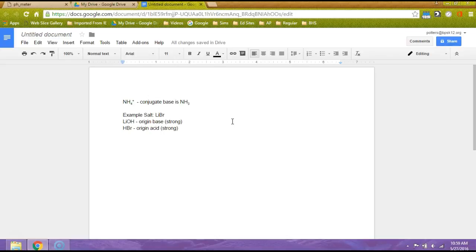Don't forget to factor in the charge of the cation or the anion. So lithium, being an alkali metal, has a +1 charge. That's why I only used one hydroxide in the formula. If I had something like Fe2+, well, let's just do an example here. Let's say I had FeBr2 as my formula.